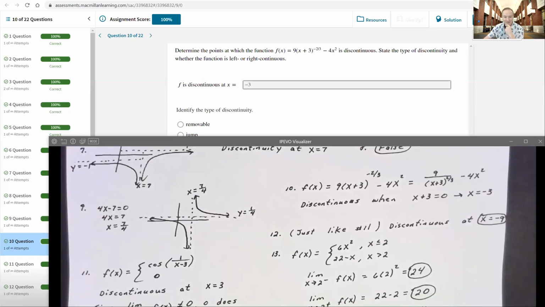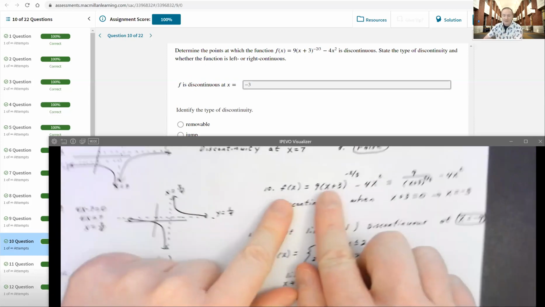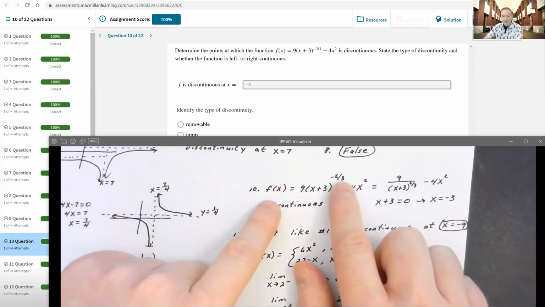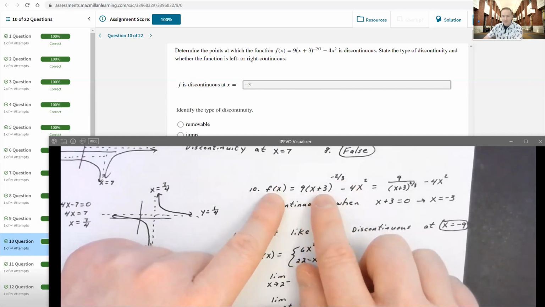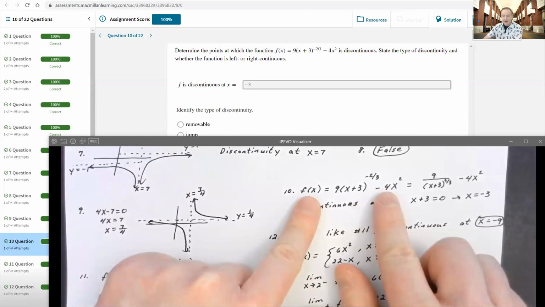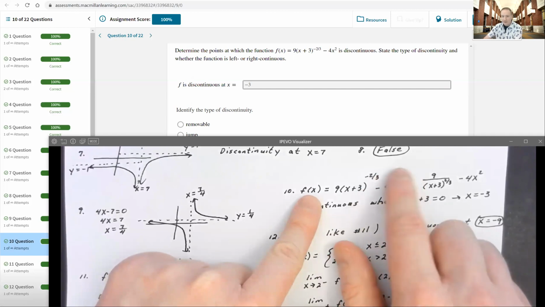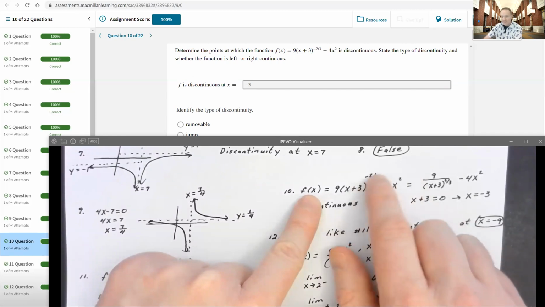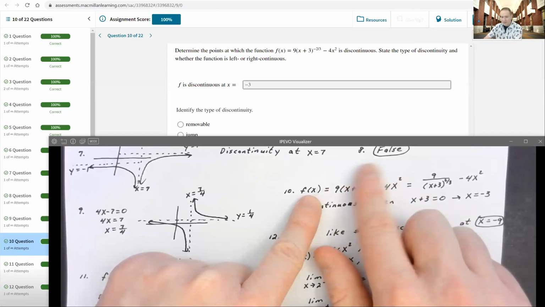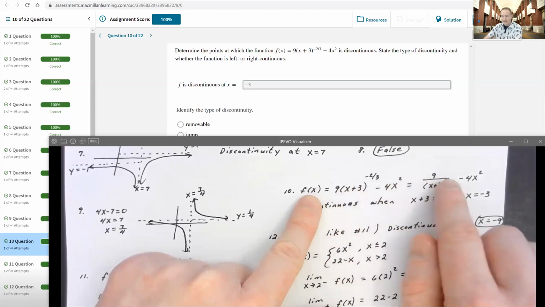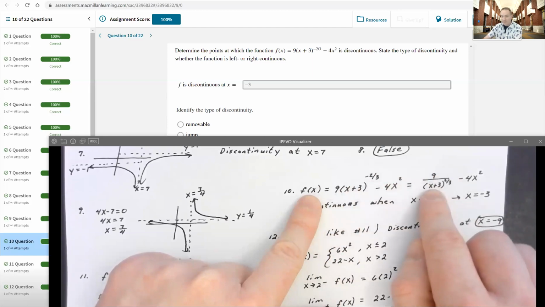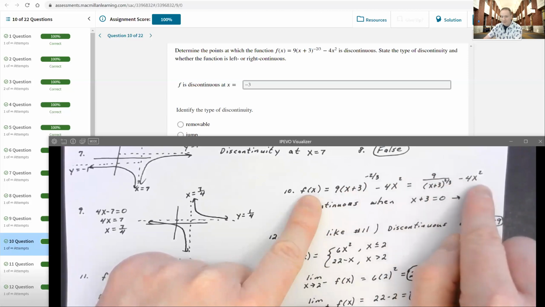Notice what I did here, guys. They gave me a negative fractional exponent. I had to understand that that was a fraction, so I rewrote f of x. My f of x was 9 times (x plus 3) to the negative 2/3 minus 4x squared. The minus 4x squared is a continuous function, so I'm really not worried about it. It's this first part that's going to cause the discontinuity, because 9 times the group (x plus 3) to the negative 2/3 means 9 over (x plus 3) to the positive 2/3, and then I'll put my minus 4x squared.